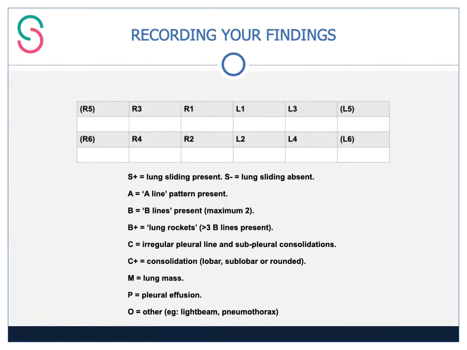When recording your findings, it's useful to use standard terminology, and this slide gives an example of the sorts of terminology that can be used, and also to record your findings in each of the examined areas, whether it's 4 spaces in the supine patient or 6 areas in the sitting patient. And again, as we'll see a bit later on when we go through some examples, the distribution of findings can be as valuable as the findings themselves, because they can help to narrow down the differential diagnosis.